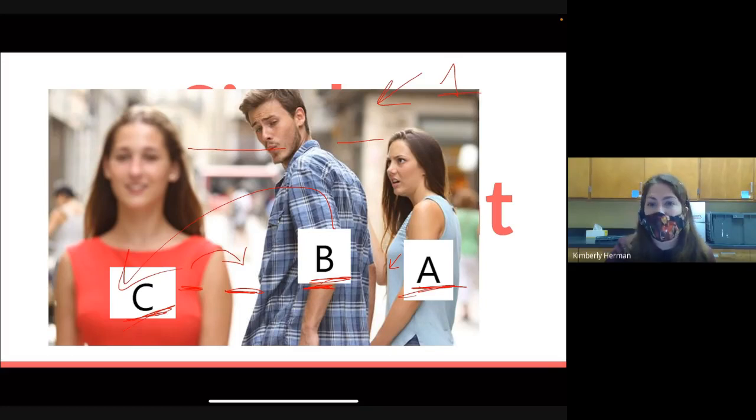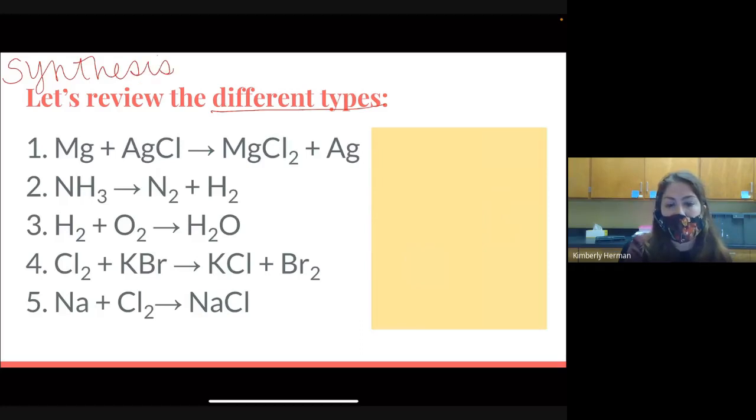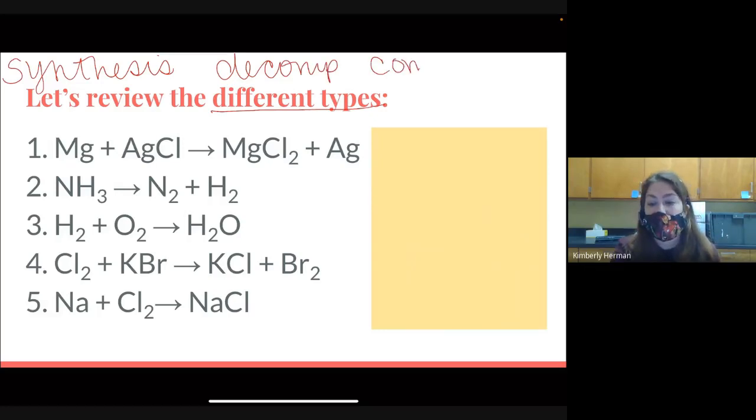So let's review the different types that we've been working on before we dive deeper into our single replacement. So remember, the first one we looked at was our synthesis. Our synthesis was two coming together. We had our decomposition, which was two breaking down. We had our combustion, which means that we needed our hydrocarbon with our fuel of oxygen forming CO2 and water. And then now this single replacement.